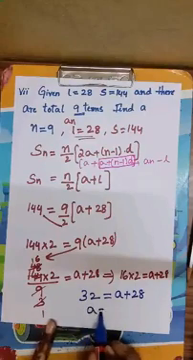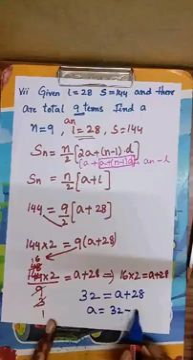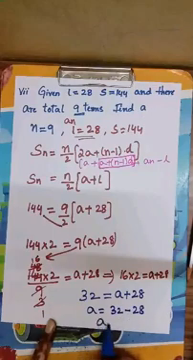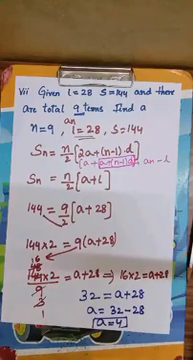a is equal to 32 minus 28. So a is equal to 4. Okay. a is equal to 4. We have to find the value of a, and a is equal to 4.